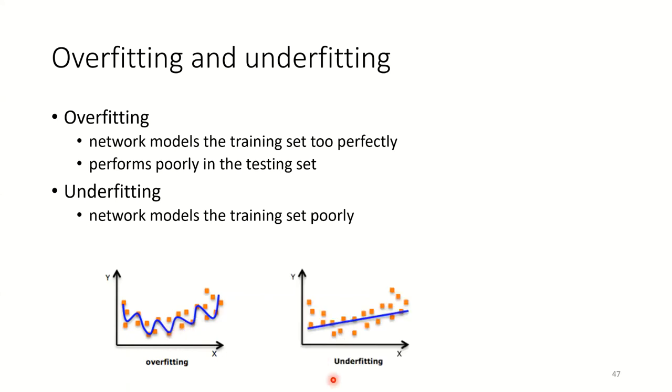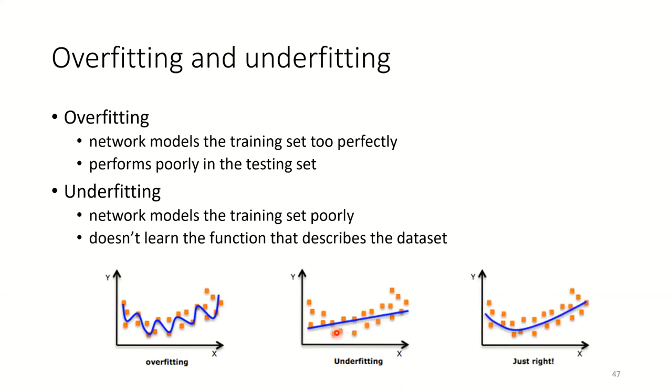Another is underfitting, and this will happen if you have a very high learning rate maybe. So it's not fitting that well. What you want is just right. So this will be well generalized. This is just showing what overfitting, underfitting, and correct fitting are.